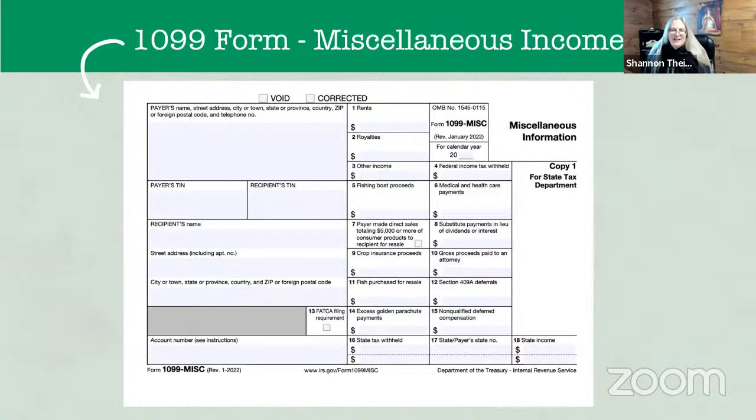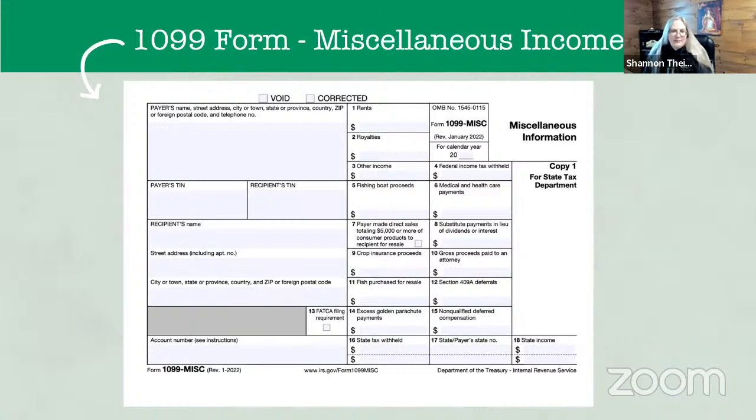And then box 8 has substitute payments in lieu of dividends or interest. There's a lot of complexity involved with determining if you can put it on box 8 or if it goes on a 1099 dividend or 1099 interest reporting form. Crop insurance proceeds go in box 9.